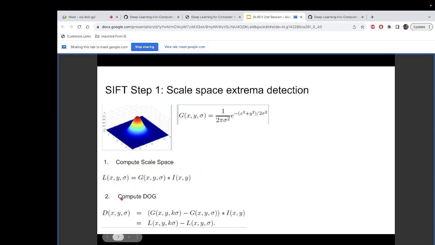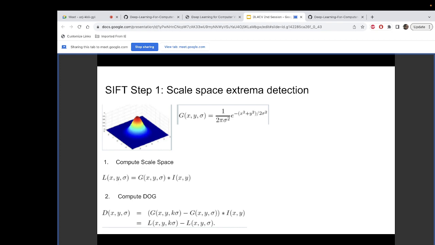Now, next what you do is you compute something called DOG, which is the difference of Gaussians. So, what is the difference of Gaussians? It's basically you are taking a difference of two Gaussians, one with standard deviation k sigma and the other with standard deviation sigma. You take a difference of them, convolve with your image, and the resulting thing is known as DOG.